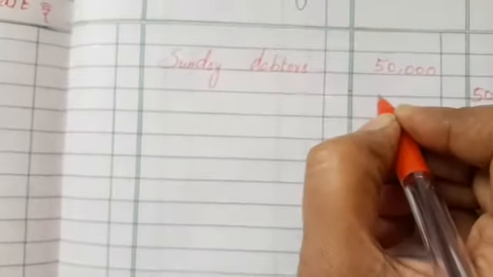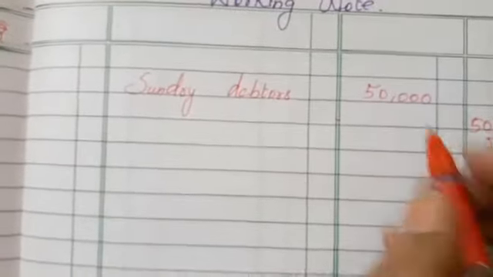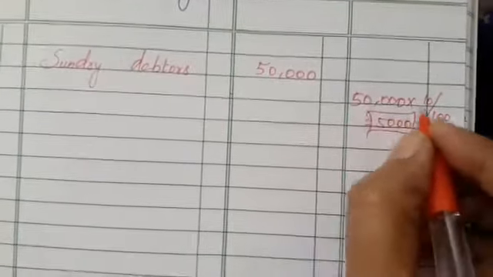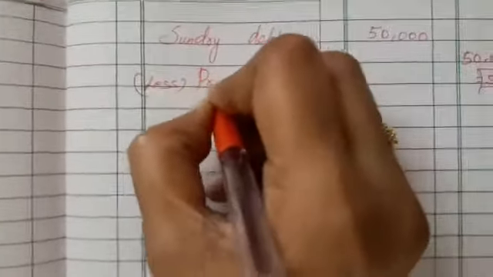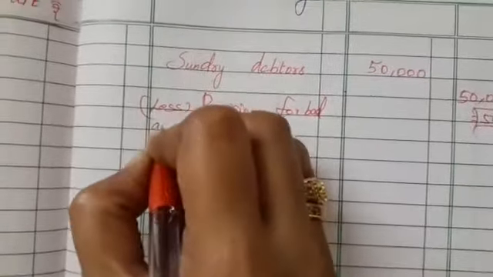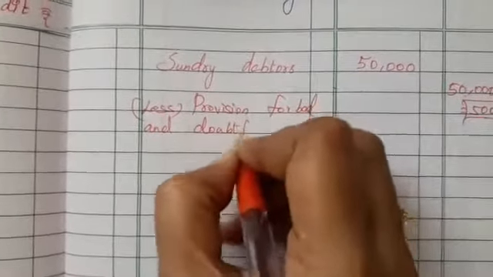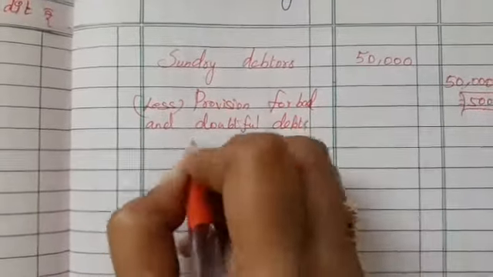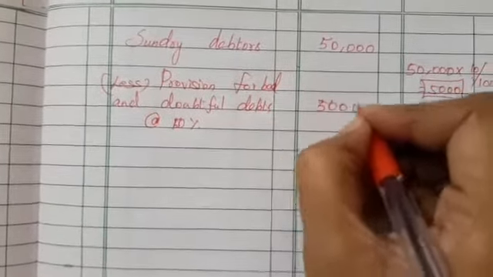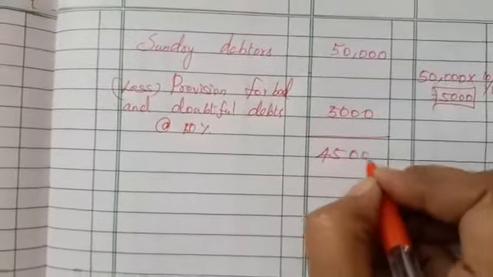Sundry debtors 50,000. In this 50,000 we have to calculate 10% provision for bad and doubtful debts. So 50,000 into 10 by 100 is 5,000. So less provision for bad and doubtful debts at 10%. How much? 5,000. So you have to subtract, 45,000 children.